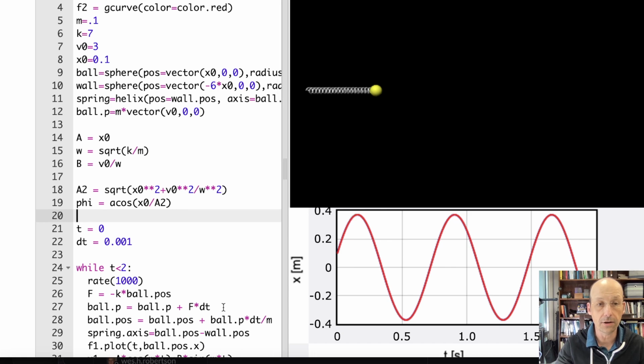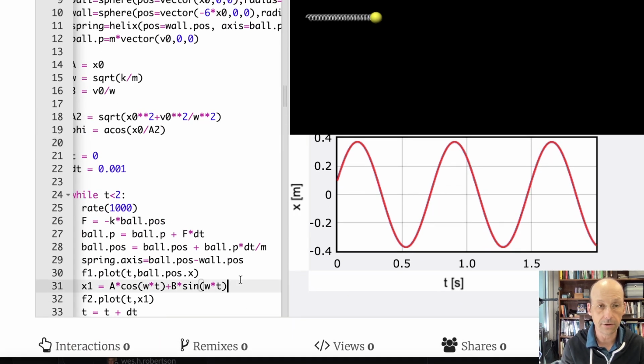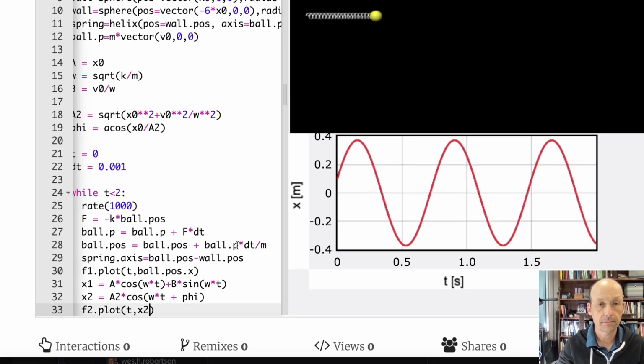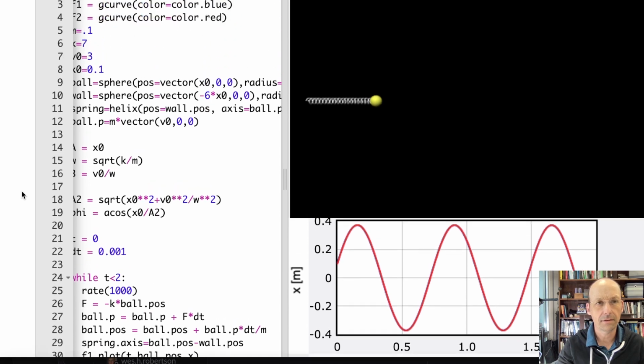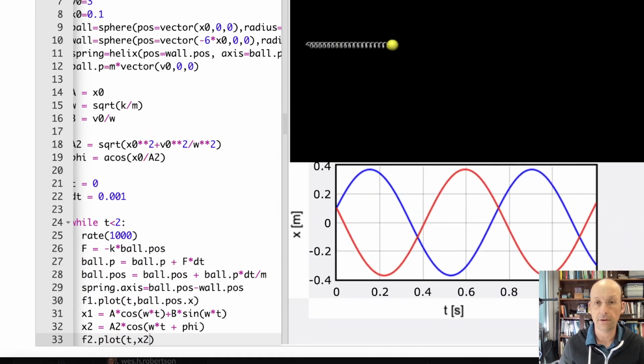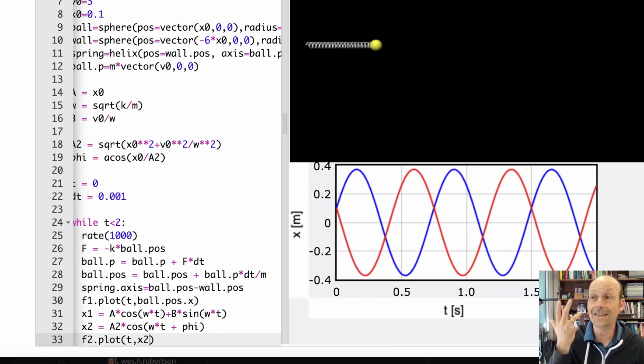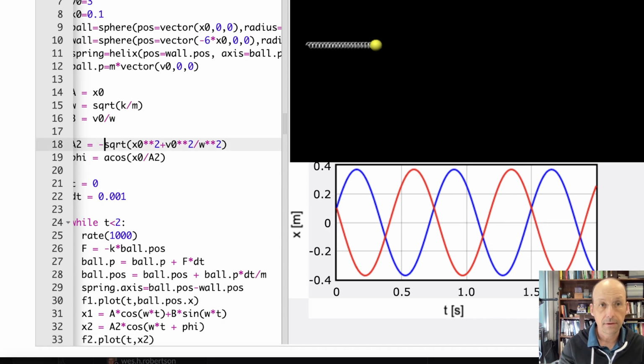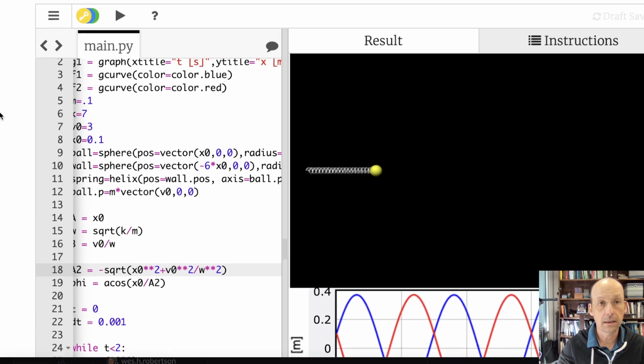Okay, so now down here, I can calculate that. x2 equals a2 times cosine of omega times t plus phi. And I'm going to plot x2. Let's see if that works. I have a feeling that it's... actually, I know it's not going to work. Okay, so there you go. And you'll notice that it's wrong because we chose the wrong sign of a. So let's go back up here and just make that negative, and then do it again.